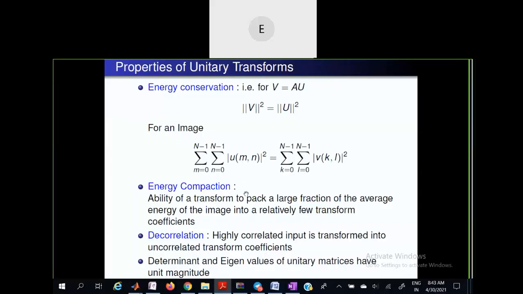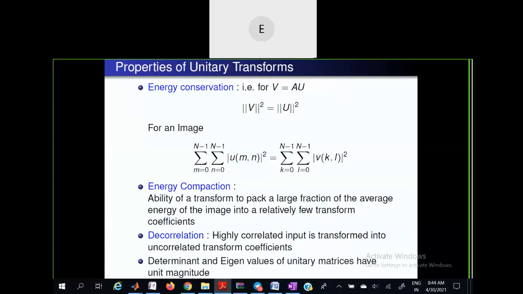It's easy to remember, but I want you to notice. So it is the ability of a transform to pack a large fraction of the energy into a relatively few transform coefficients. So in the example I showed you, the original image had 4 cross 4 size, whereas for the transform coefficients you only have about 7 coefficients. The remaining 9 coefficients are 0. So you can just store 7 values instead of 16 values. This is compression actually.